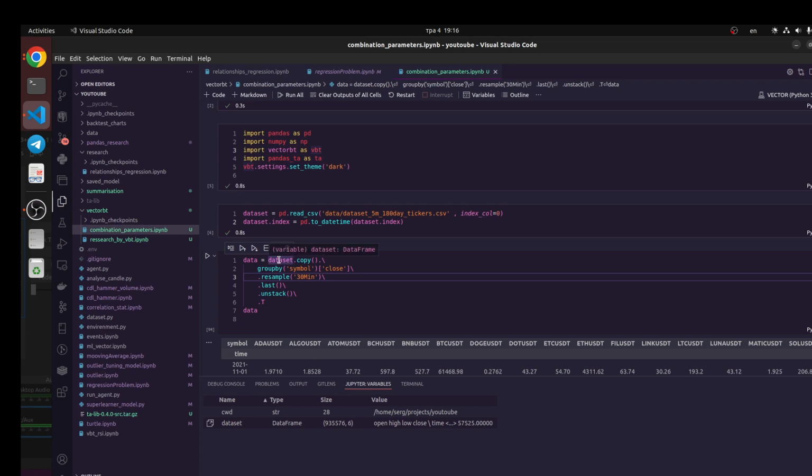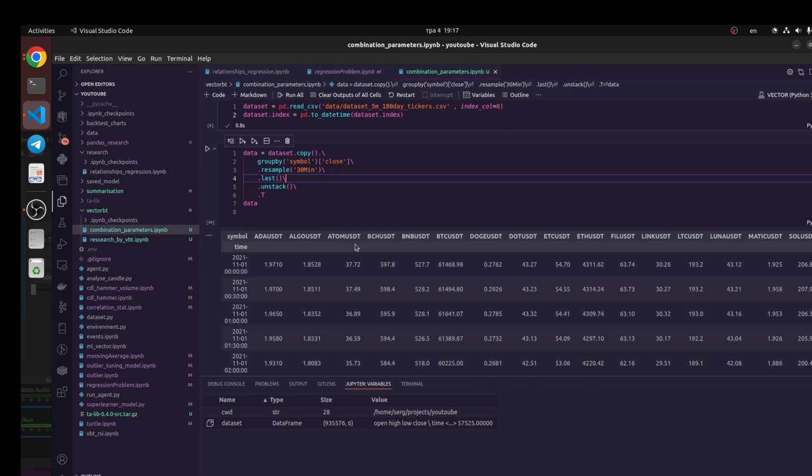And for this reason we need to resample our dataset, for example, to 30 minutes. We could also experiment with these parameters and try to find more relationships with 50 minutes or 45 minutes, for example. Okay, when we do this resample, next we need to take the last data for each 30 minutes. Also we need to unstack and transpose this data to replace our columns.